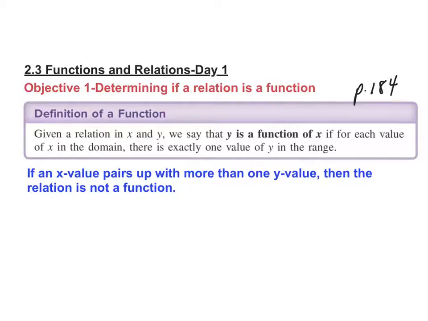And that's what this part is saying here. So if there's an x that goes with 2 y's or 3 y's, then it's a perfectly fine relation. It's just not a function. Okay, each x can only go to one y, can only pair with one y.